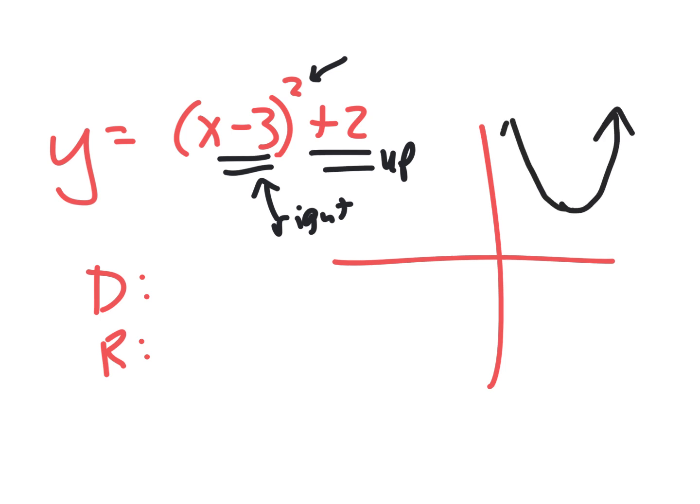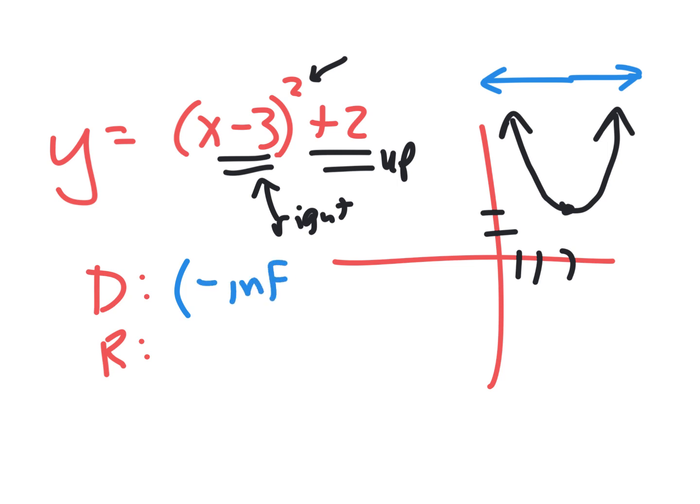So there is my parabola that's been shifted right 3 and up 2. Now what's its domain and range? Well, domain goes forever this way and forever that way, and there isn't any asymptote that stops it, so it just goes forever. So you'd say negative infinity to infinity.